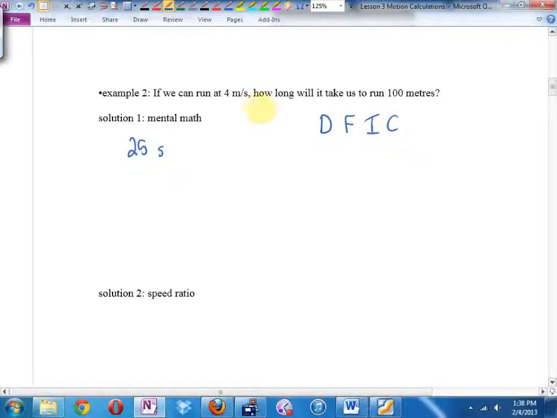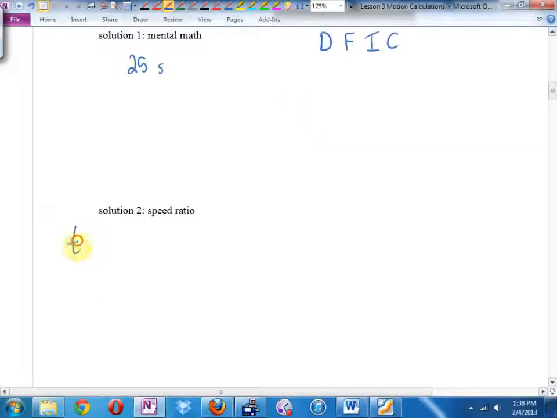So first of all, what's this question asking me to find? Here's the key phrase. How long? Now, how long is a bit of a bad phrase because how long is something can mean a distance, but I don't think this one means a distance because they gave me a distance. See it? What are they asking me to find of those 3 letters? Time. So I would write down here, T equals question mark.